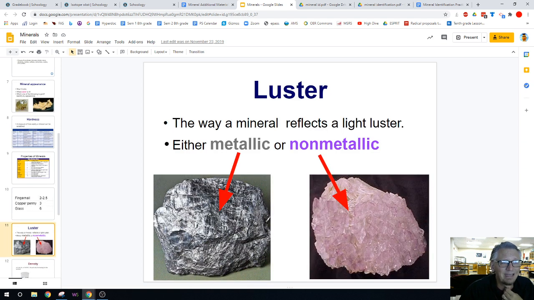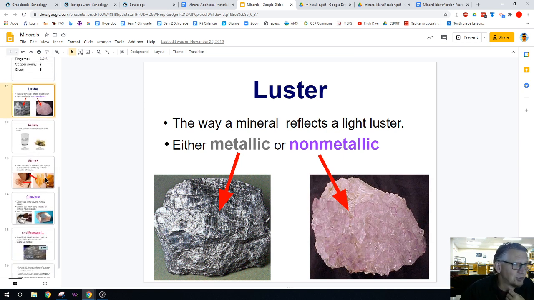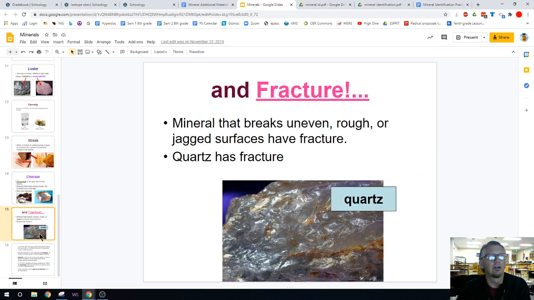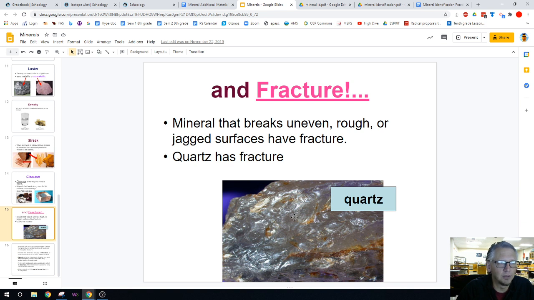Luster is either metallic or non-metallic. It looks like a metal or rusted metal, or not. Density is kind of important. Streak is kind of important. Cleavage and fracture are important. Cleavage means that it's going to break along a flat plane. This is a mica, and this is a calcite. They will always break along a flat plane, whereas this is quartz.